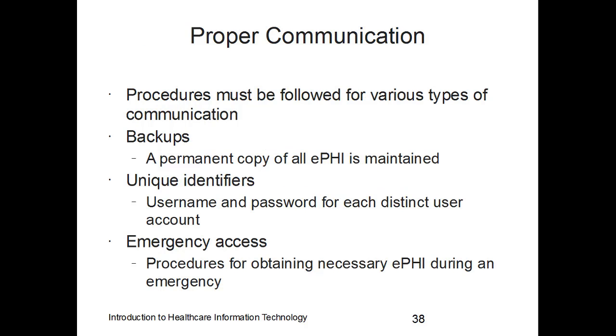All right, next we'll talk about proper communication. Now, procedures must be followed for various types of communication. An example of that would be backups. A permanent copy of all ePHI is maintained. So all electronic versions of protected health information must be maintained. There must be unique identifiers, so usernames and passwords for each distinct user account. And there must be procedures for obtaining emergency access. And this would be used for procedures for obtaining necessary information during an emergency situation. Now, how would someone who normally would not have access to the information, how do they access it in an emergency situation properly?